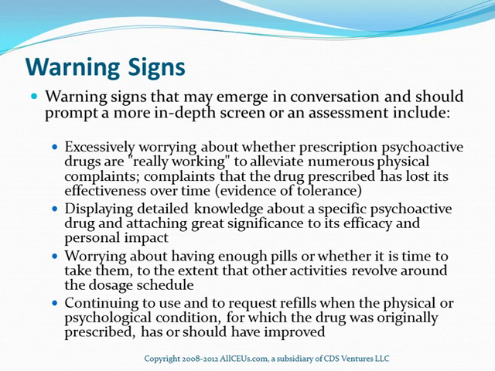If they start telling you detailed knowledge about specific drugs and attaching great significance to its effectiveness and its personal impact, clearly indicating that they want you to prescribe it or they think they need to be back on it, it's a warning sign. If their life revolves around when they're going to take their next pill, it's a warning sign. And if they continue to use refill requests when the physical or psychological condition that the drug was originally prescribed for is gone, it's a warning sign. So, here's your sign. These are all things that may come up in normal mental health assessments that need to make you kind of stand up and take a closer look at whether there's a co-occurring substance disorder.